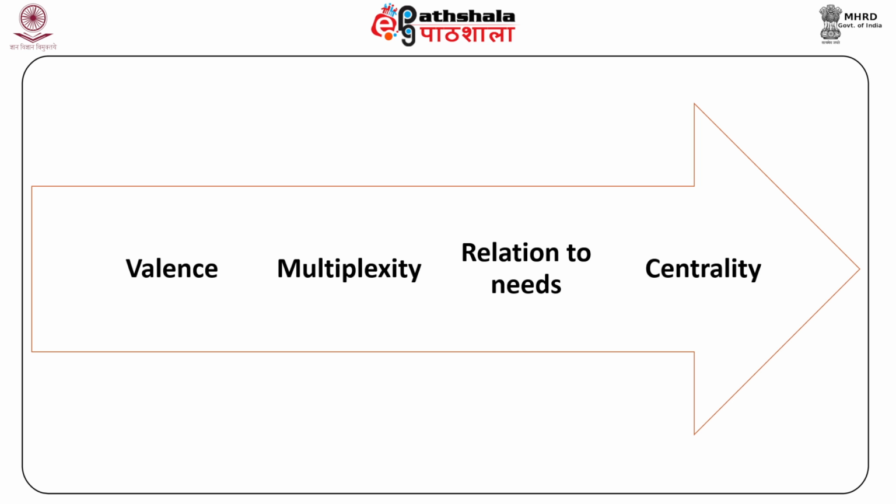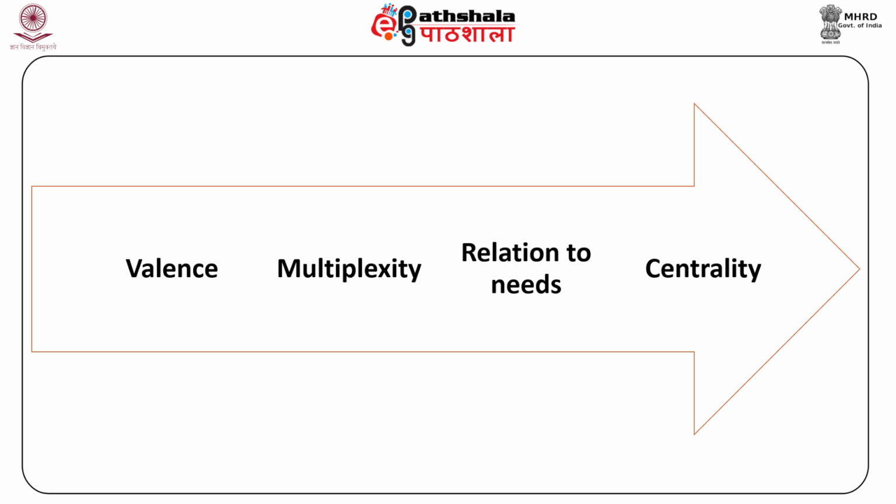Second being multiplicity. Multiplicity refers to the number of elements that constitute an attitude. For example, one student may just show interest in studies. On the other hand, other students may show interest in several things like studies, games, and dramatics.